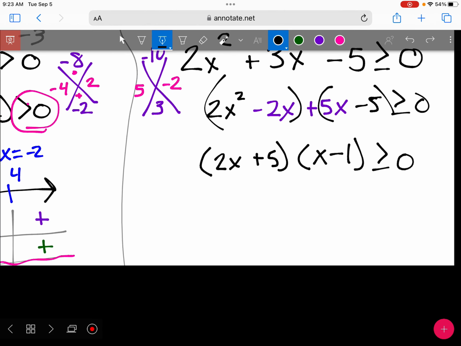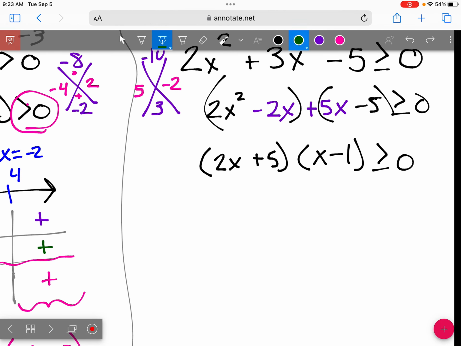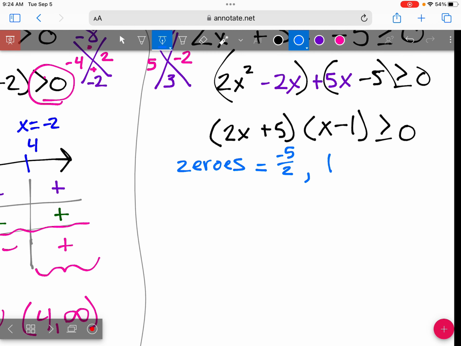There we go. From here, we find our roots or zeros. Where are our zeros? Yep. So if this chunk equals 0, we subtract 5 from both sides and then divide by 2. And our other one is 1. So when we draw this on our number line, the smaller one is our negative 5/2. Our bigger one is 1.